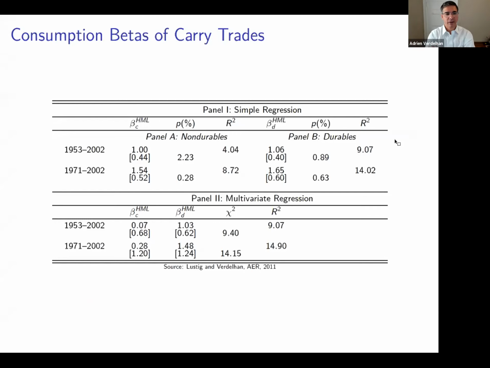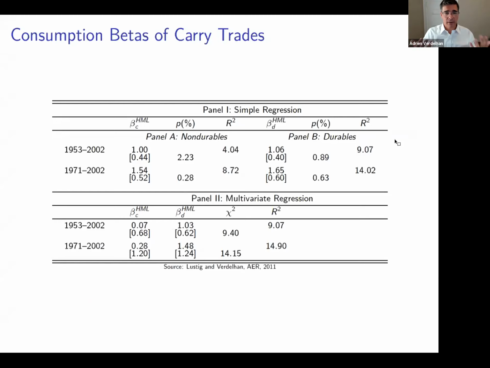And if you're not completely convinced by any kind of regression, just think about what happened in 2008. I'll show you what happened in the last few months too. Clearly in 2008, 2009, the high interest rate currencies depreciated, the low interest rate currencies appreciated. And so if you borrow in a low interest rate currency and you invest in a high interest rate currency, you get killed on both sides of your trade.